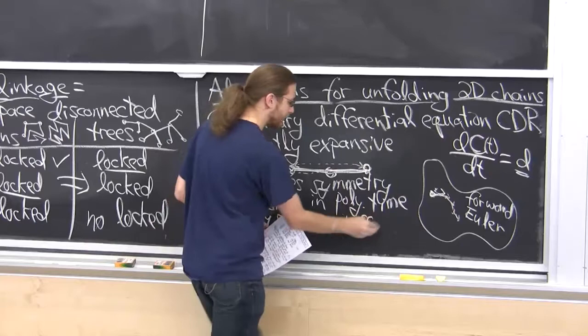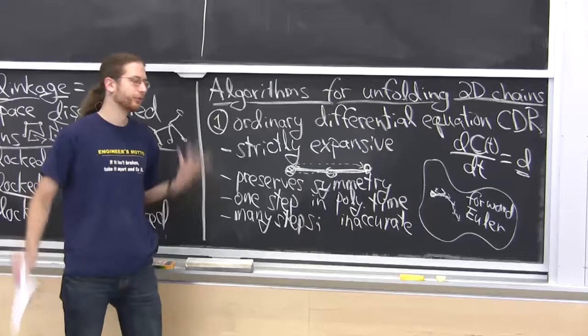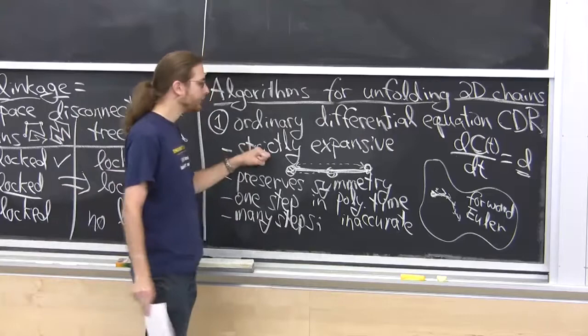with forward Euler, you lose a bit of accuracy. Now, you could correct for accuracy, force all the edge lengths to be the same, but then you won't preserve the symmetry. There's a bit of trade-off here. I don't want to spend too much time on it. This is the first algorithm. Although it's the only one that's strictly expansive, to me it's not the nicest. So I'm going to move on.